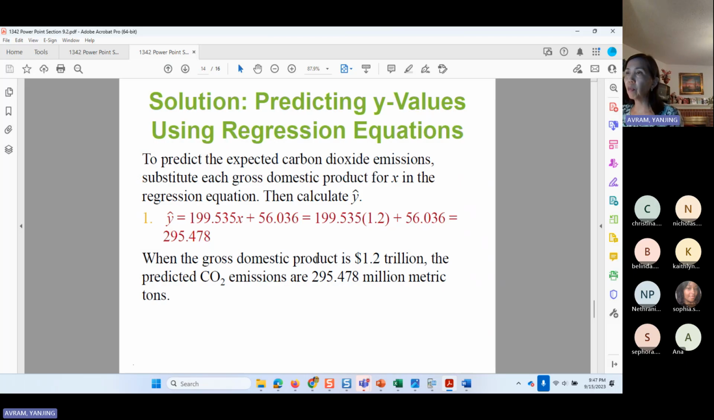That means if you have a GDP of 1.2 trillion, right? So how much is the carbon dioxide emission? It's going to give you about 295.478 million metric tons. All right, that's a lot, that kind of thing, right? So if we want to go green, we have to consider reducing the CO2 emission. All right, so that is predicting the y value, given this linear regression equation.